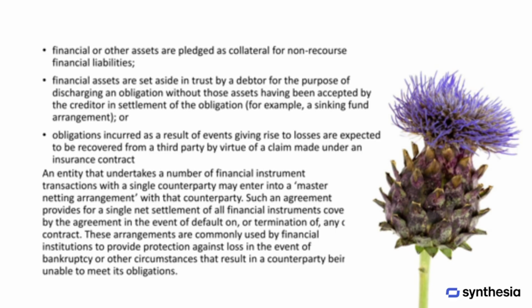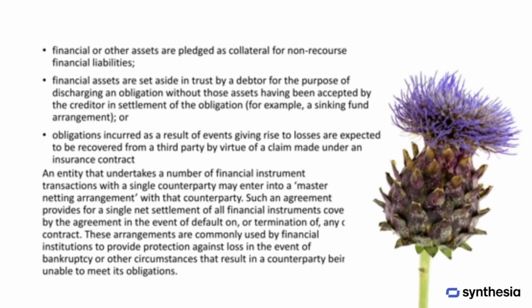Sometimes financial or other assets are pledged as collateral for financial liabilities that are non-recourse, meaning the creditor can only claim the collateral and not other assets of the debtor. In other situations, financial assets may be set aside in a trust by a debtor to discharge an obligation, without the creditor formally accepting those assets as settlement. An example of this is a sinking fund arrangement. Similarly, obligations that arise due to events causing losses may be expected to be recovered from a third party under an insurance claim.